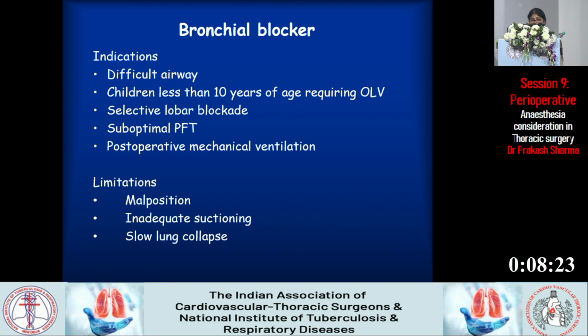The bronchial blockers may appear to be very lucrative, but they come with their own sets of indications and limitations. The indication for putting in a bronchial blocker would be, one, a difficult airway, where putting in a double lumen tube would be difficult because of its large diameter. In a child of less than 10 years of age, because the smallest double lumen tube can be put in a child of 8 years of age. Whenever we need a selective lobar blockade, or in a patient who has suboptimal pulmonary function tests, and patients who require post-operative mechanical ventilation, where we put in a single lumen tube followed by a bronchial blocker, so that after the end of the surgery the bronchial blocker can be removed and the patient can be shifted to the ICU with a single lumen tube itself.